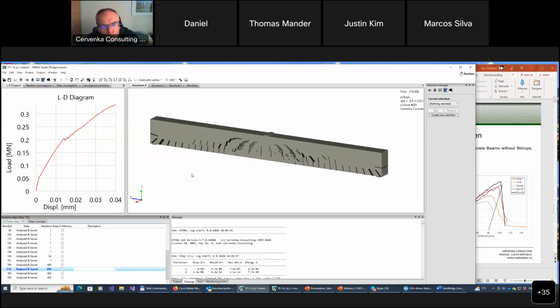And in this case, I was using so many iterations because in ATENA, you have always two possibilities: either use elastic predictor or use tangent predictor. In this case, I was using the elastic predictor, which is also a little bit faster, more robust. So sometimes if I really want to go into post-peak to have a very robust solution, and it is a small example, it's easy to put more iterations and use this elastic predictor to have the most robust solution.